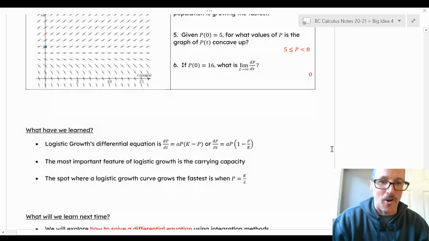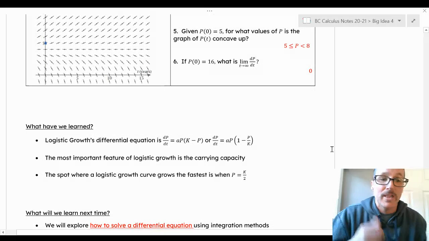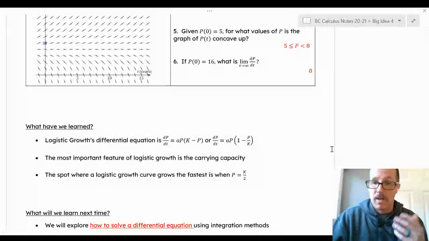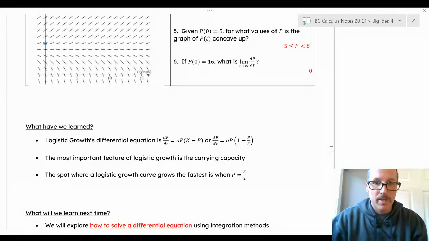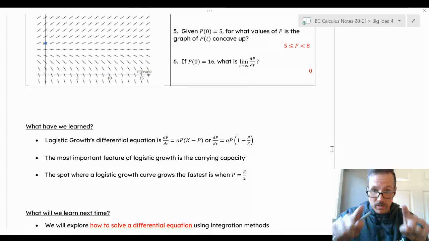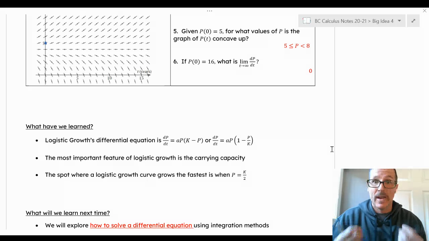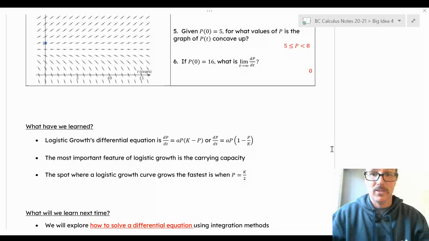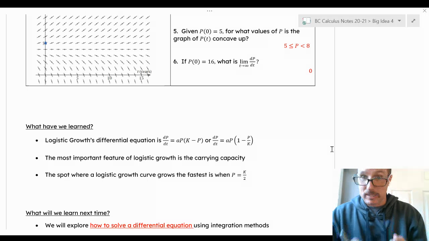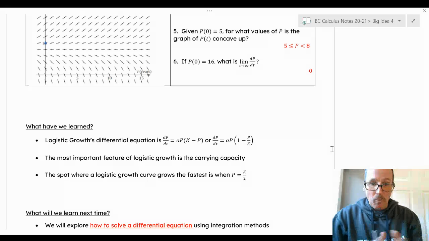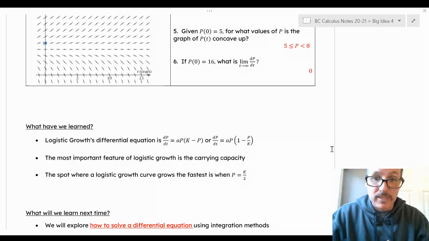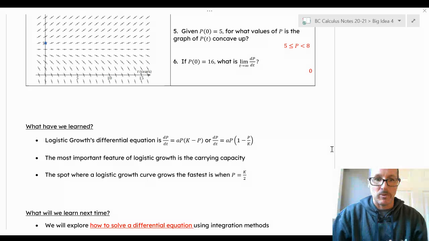Here we go. So let's kind of wrap it all together. What have we learned? Logistic growth differential equation can be modeled these two different ways. They're both representative of some downwards facing parabola. The most important feature of a logistic growth curve is figuring out what the carrying capacity is. So what values of P make the slope equal to 0. And then the spot where the logistic growth curve grows the fastest is when P is half of the value of the carrying capacity, in most cases.